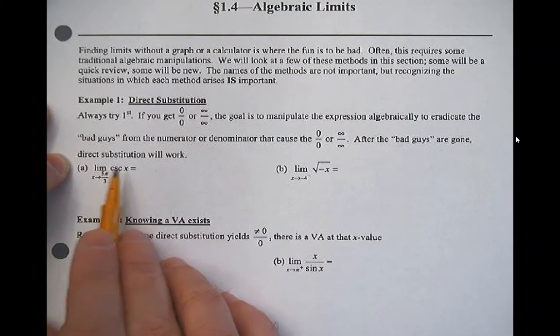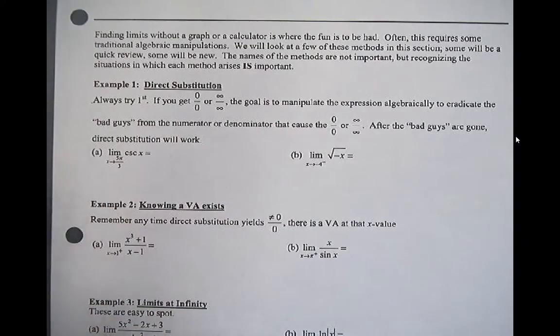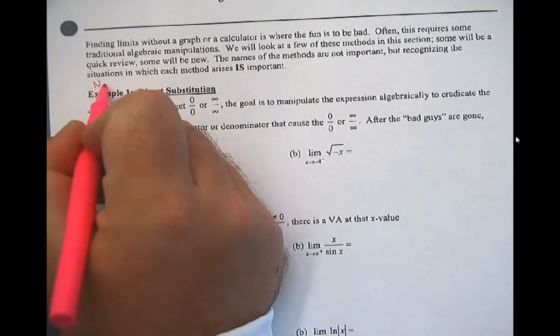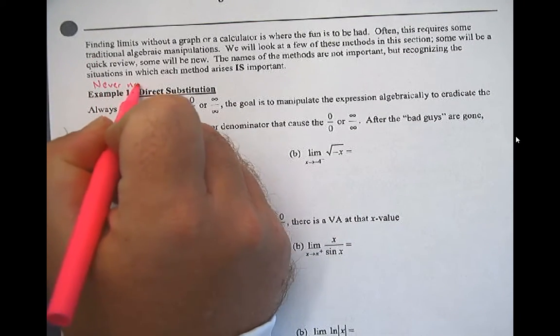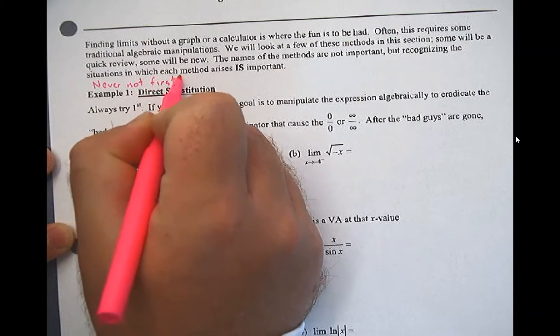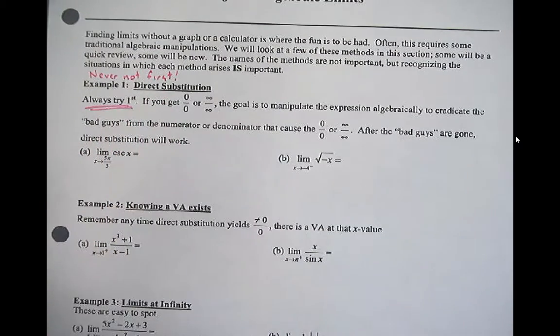Take whatever your limit is, plug it into your function, see if you get an answer. Corpy calls this, he says, never not first. Well, if you're never not first, what are you? You're always first. So in other words, always try this first. Because when you direct substitute, sometimes you get a big hint on what it means graphically.